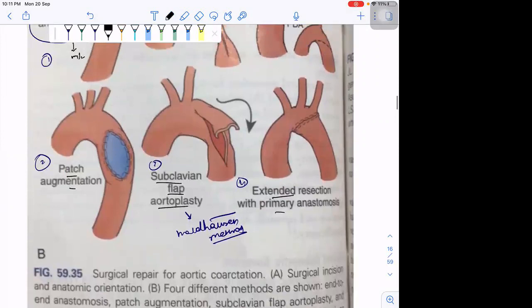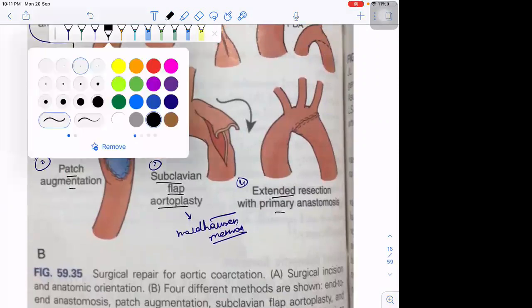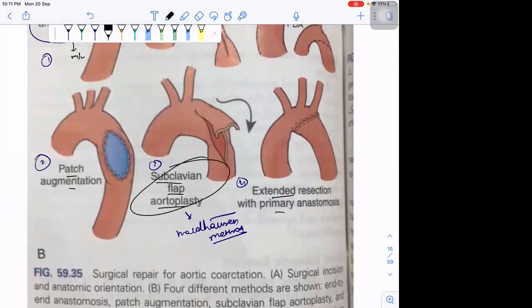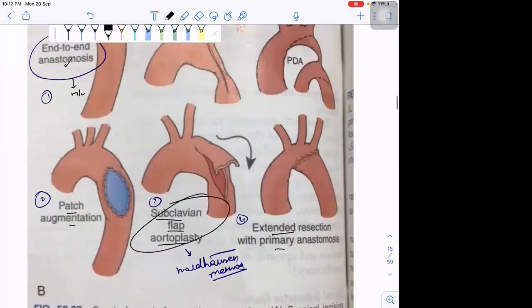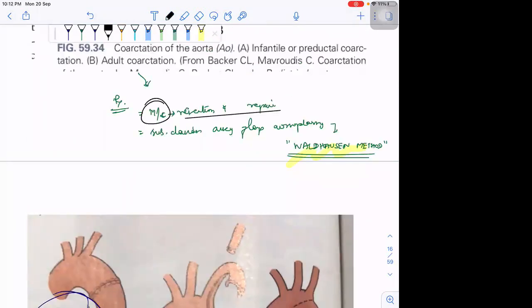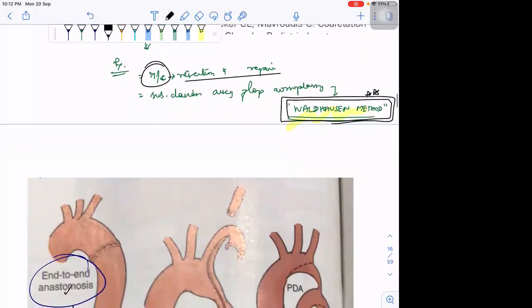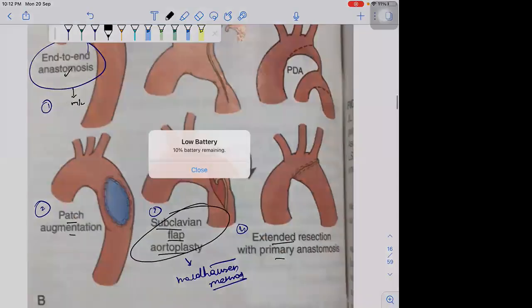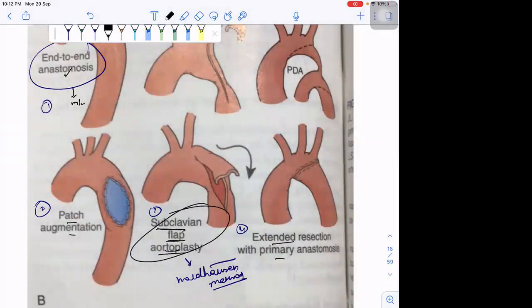Among those, this is subclavian flap aortoplasty. The subclavian flap aortoplasty is called the Waldhausen method. This is your Waldhausen method. What is the Waldhausen method used for? Coarctation of aorta, using a subclavian artery flap aortoplasty.